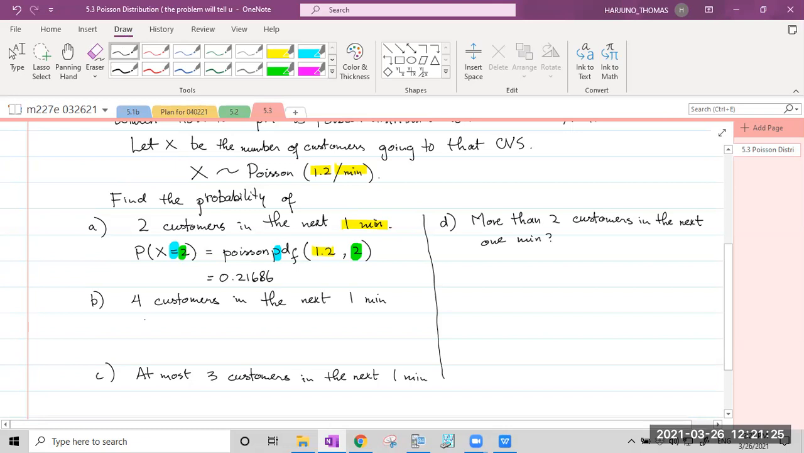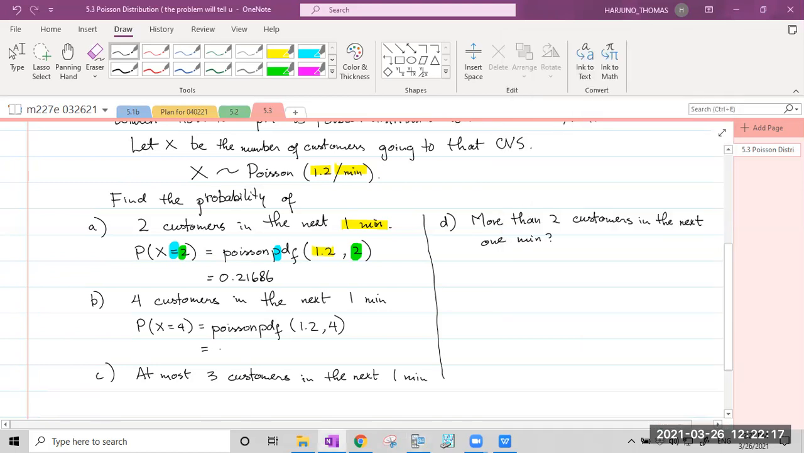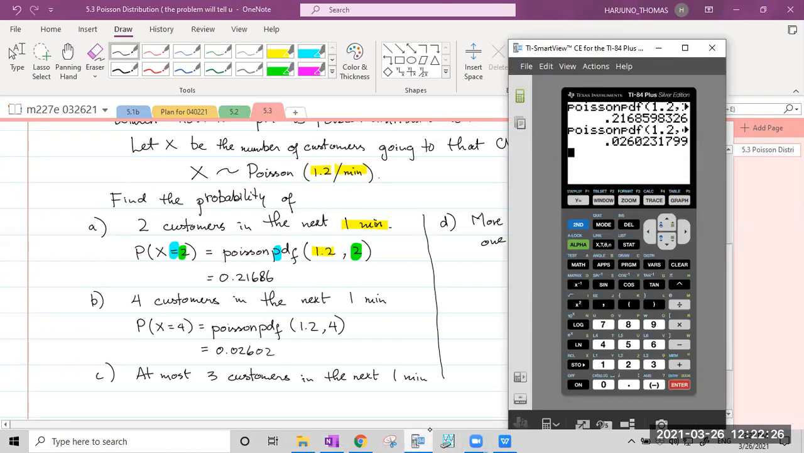Okay, let's do it. The probability to have exactly 4 customers in the next 1 minute is the probability X equals 4. That's the probability notation. And then the calculator notation, Poisson Pdf. The average is 1.2 and you want exactly 4 successes, 4 customers. You scroll all the way to Poisson Pdf, and then the average is 1.2, and the number of successes you want is 4. That's 0.02602. That's the probability to have exactly 4 customers going to CVS, knowing that on average it's 1.2 customers per minute.